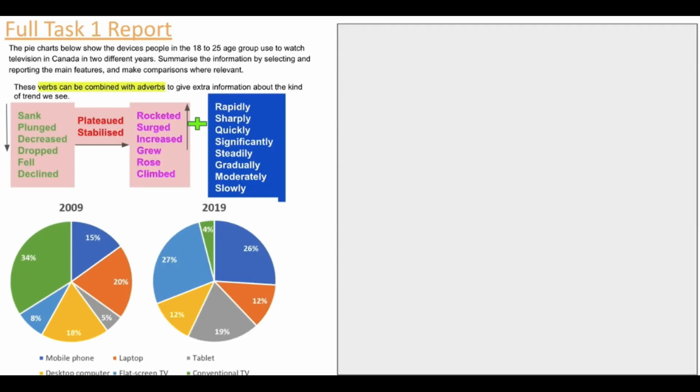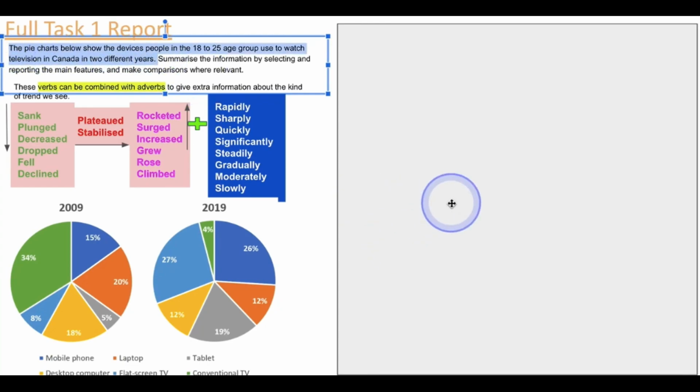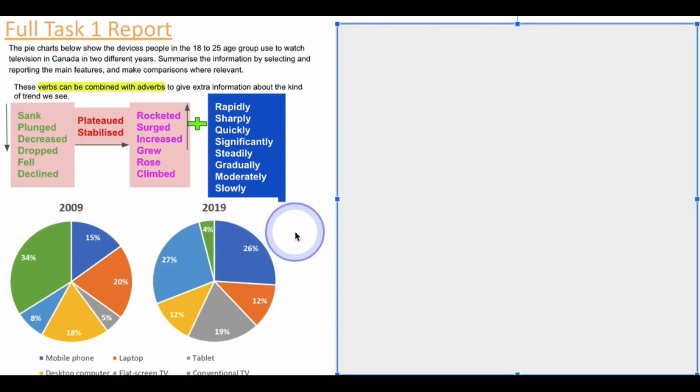Okay then, so I think we're ready for our write-up. We've got our question, we've got some useful vocabulary, and we've got the pie charts themselves. So what do we need to do first? Well, as always, we need to paraphrase this sentence here. The pie charts below show the devices people in the 18 to 25 age group use to watch television in Canada in 2 different years. It's hard to paraphrase pie charts, so let's stick with that.